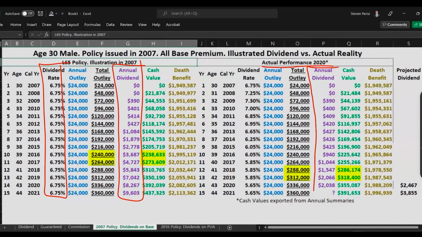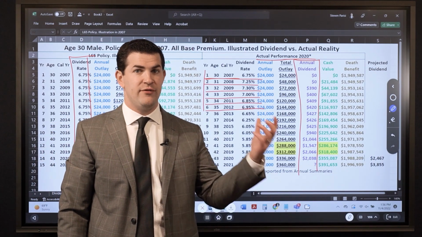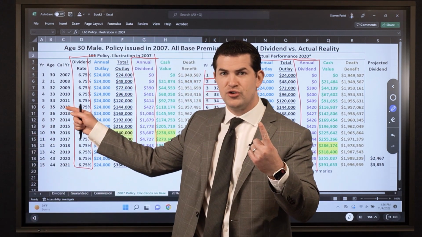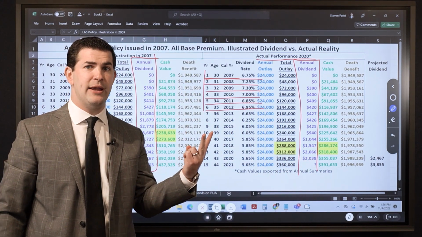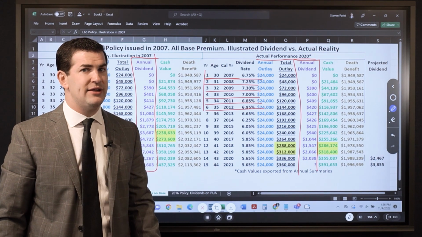Annual dividend, we'll compare those year over year, but I want to highlight something first that's very important here. Look what happened with the dividend interest rate. The original illustration was at 6.75%, and for the first 6 years, it actually increased and was higher than the 6.75%. So if you're a policyholder, what would you think should happen in this scenario? Well, what should happen is I should receive 1, higher dividends than what the illustration shows, and 2, my cash value should be higher. Yet when we look at the cash value, is that the case?